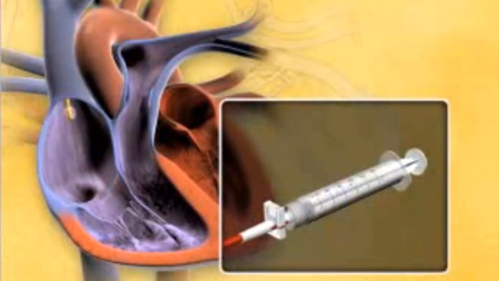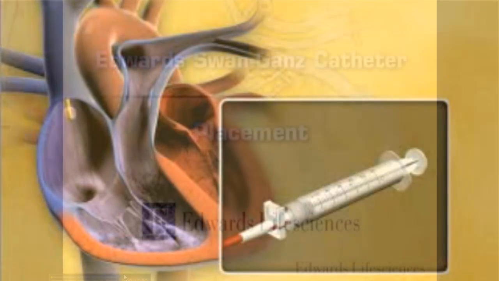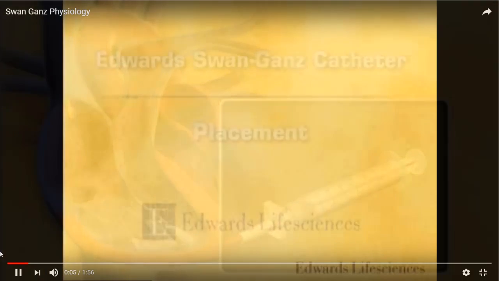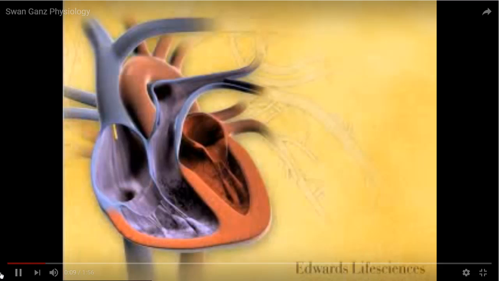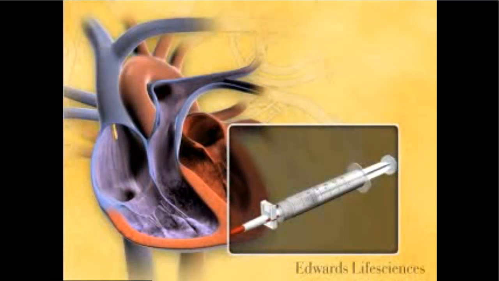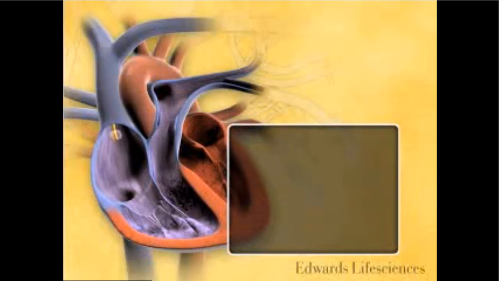The Swan-Ganz catheter is inserted usually in the subclavian or internal jugular vein, and the catheter has a balloon at the end. When that balloon is inflated and you get the catheter into the right atrium from the superior vena cava, it starts to float its way into its final destination, which will be the pulmonary artery.